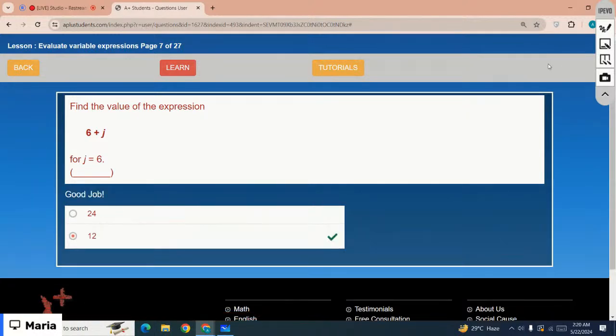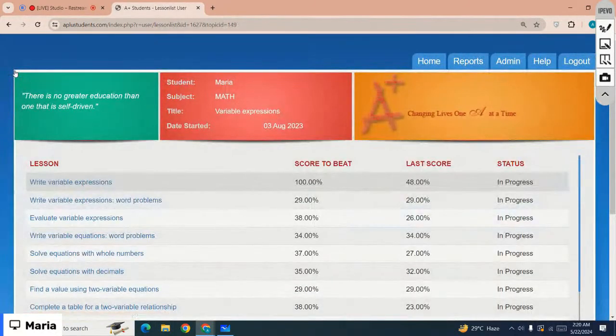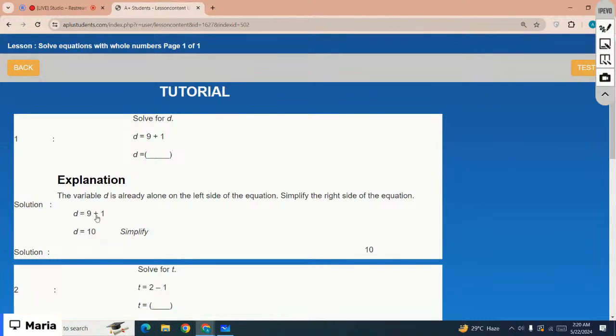Okay, you can complete the lesson by yourself later today. Let me just move on to the next lesson. And the next lesson is again write variable equations, word problems. So you have to do word problems on your own, right? We're going to start with the next one, that is solve equations with whole numbers. So let's just start with the lesson.